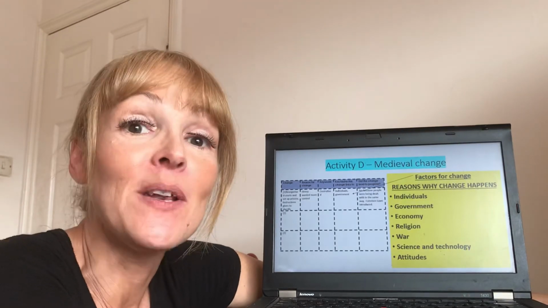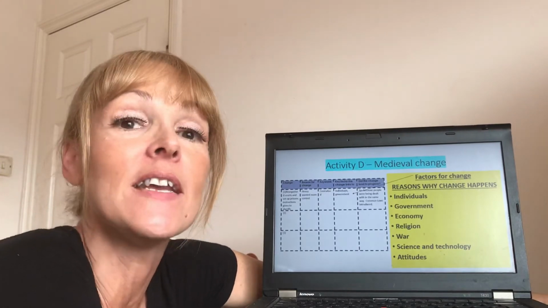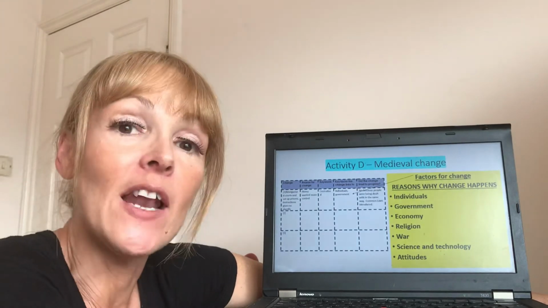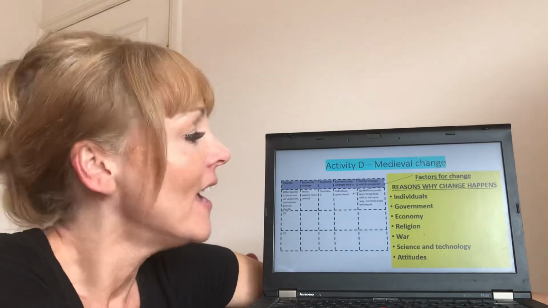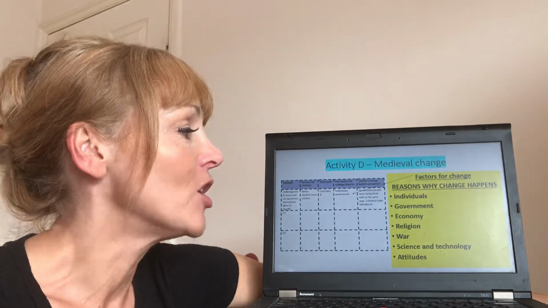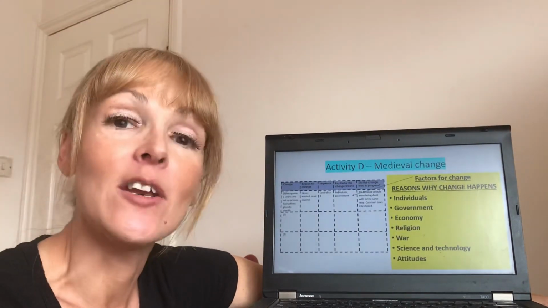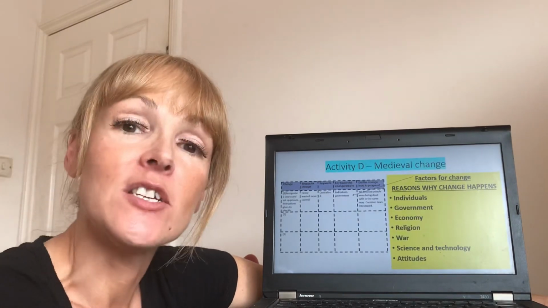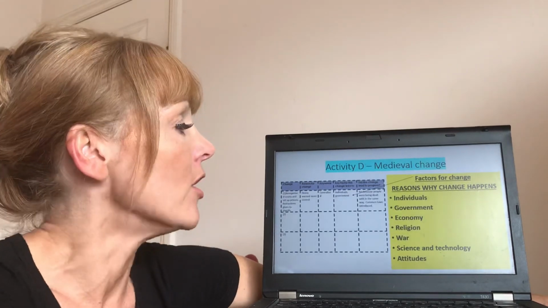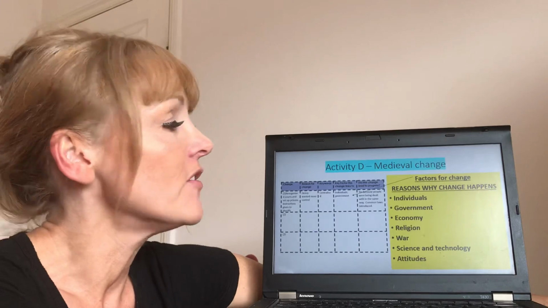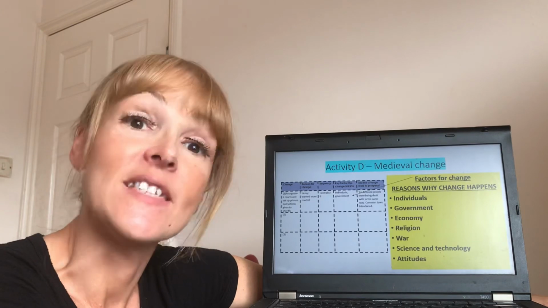Factors for change are simply reasons why change happens, and that's not just crime and punishment, that's anything in society and life. And I've suggested there in the yellow box some factors for change, some reasons why changes happen. So I've suggested individuals, government, economy, religion, war, science and technology, and even changing attitudes can change crime and punishment and lots of things in society. So when you get to that column, what I'd like you to do is to insert the reasons in the box why you think each individual change in Henry II's reign has actually happened.